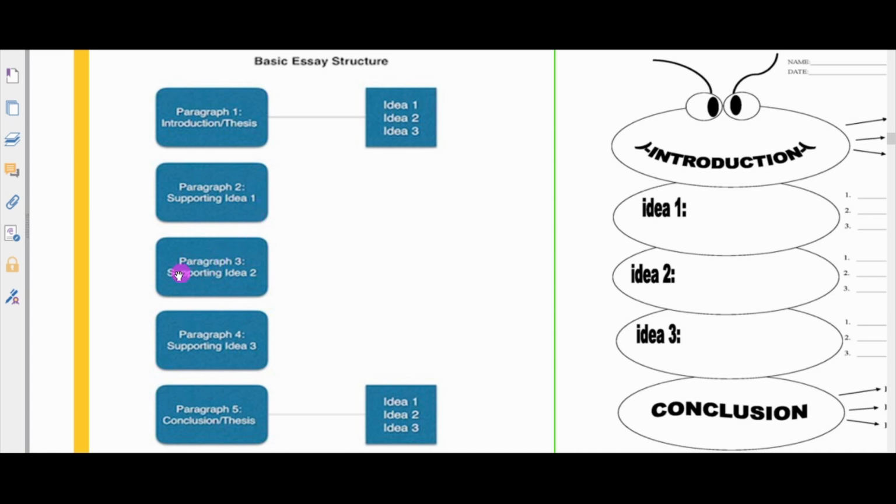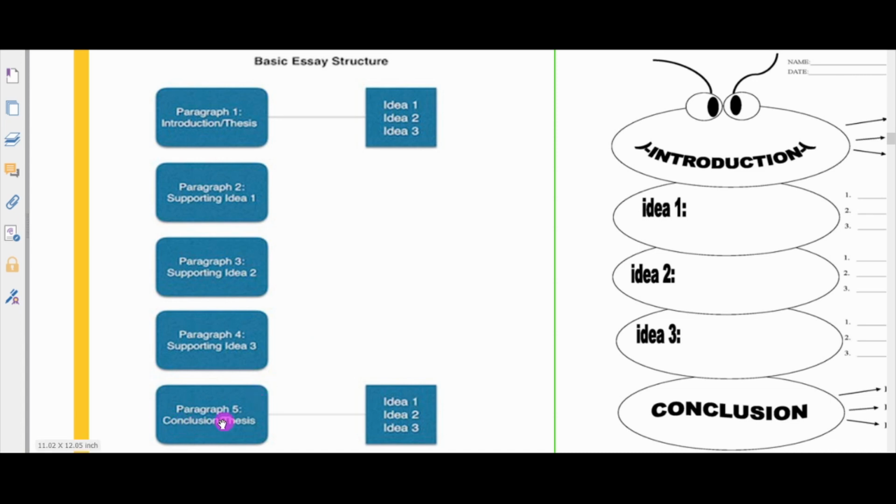Then the same thing for paragraph 3, which deals with idea 2 that you told us about in your introduction and thesis. And you do the same thing. You're going to tell us why you believe it to be true, and you provide your supporting details, the facts, the quotes, examples, and other forms of evidence. Paragraph 4 will deal with idea number 3. The same thing will apply.